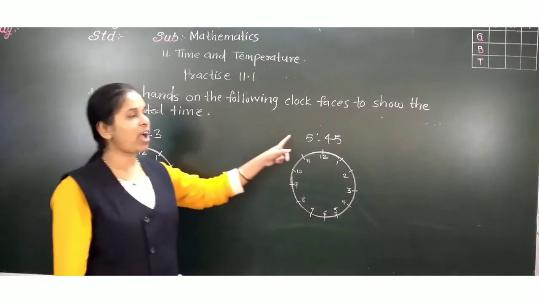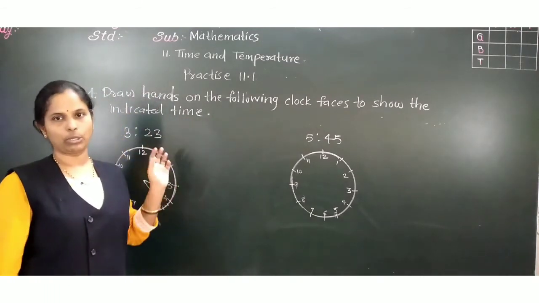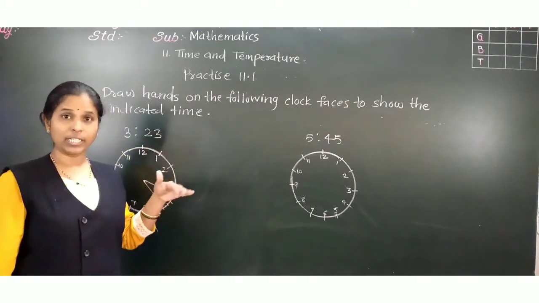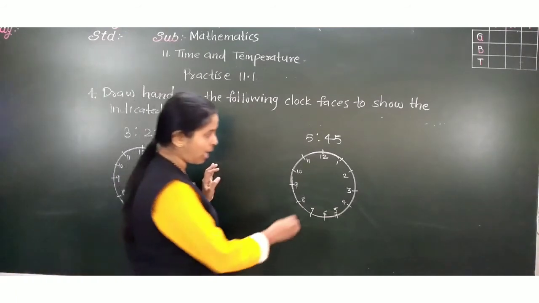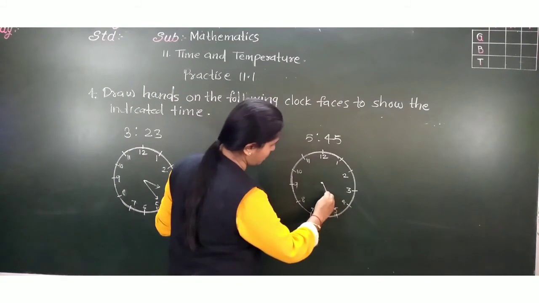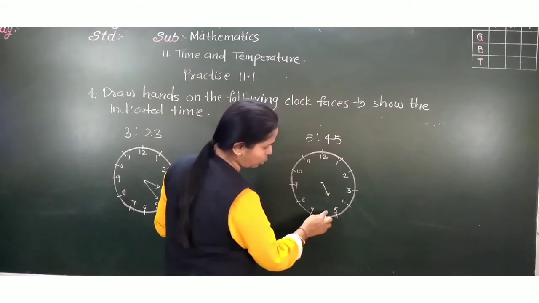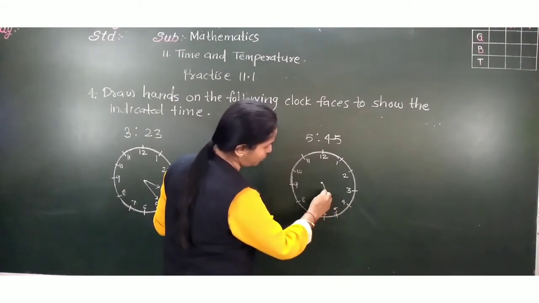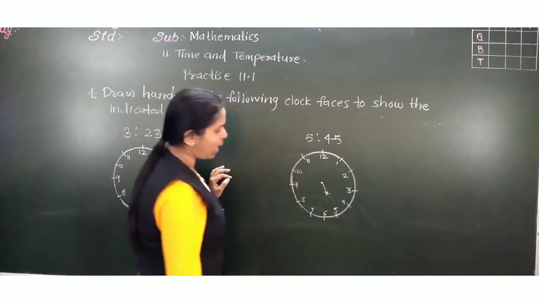Next, 5:45. This time we have to show in the clock. 5:45. That is 5 o'clock over. So where will be the hour hand? It will be in between 5 and 6. Not exactly on 5, not exactly on 6. It will be in the middle of 5 and 6.